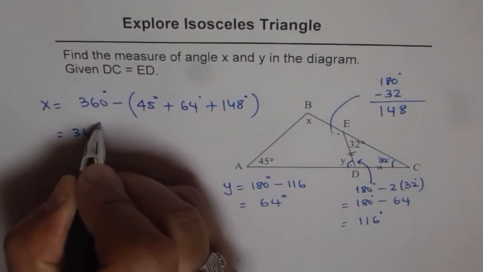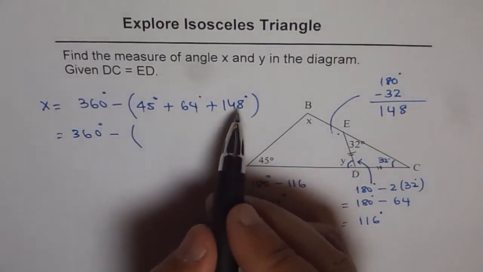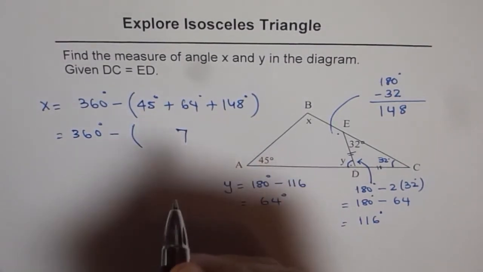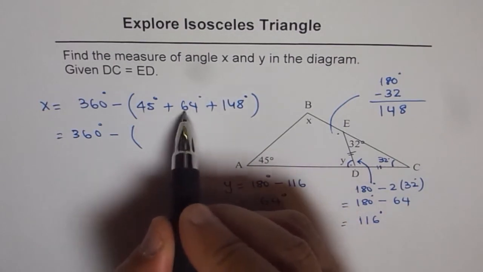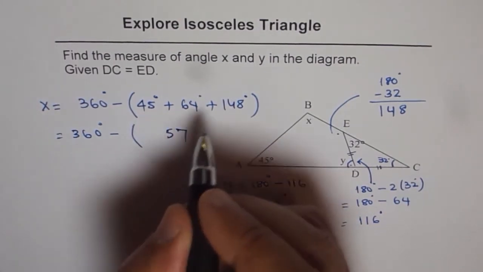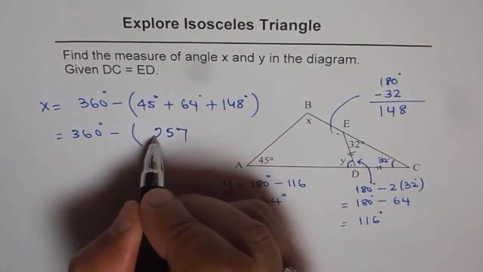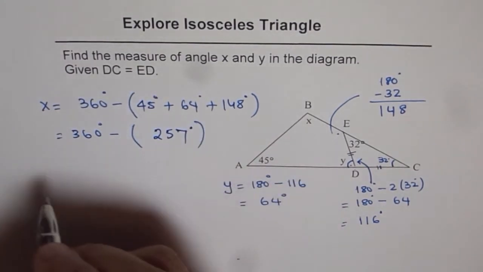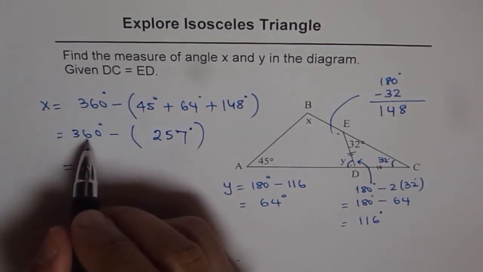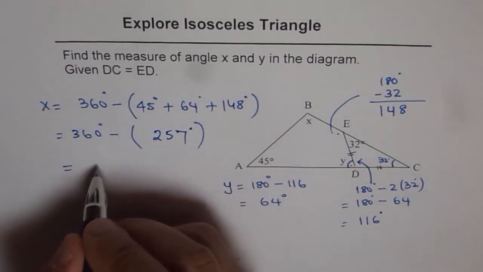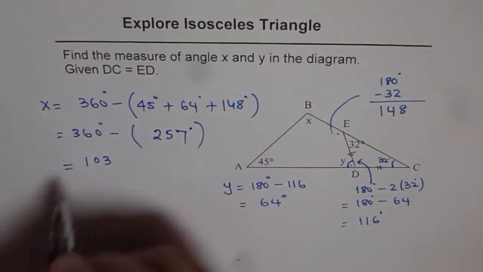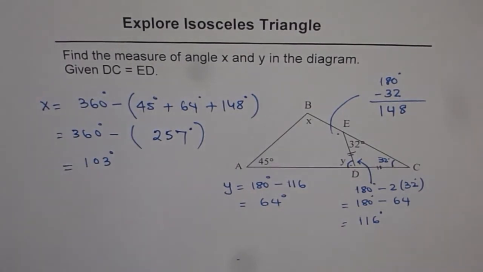Adding them up, we get 257 degrees. So let's take away 257 from 360. 360 take away 257 gives us 103. So x is 103 degrees for us, right?